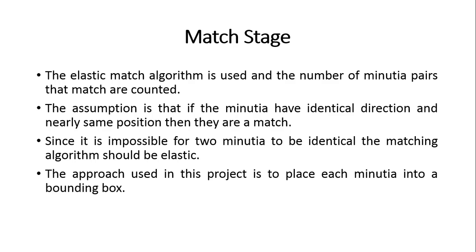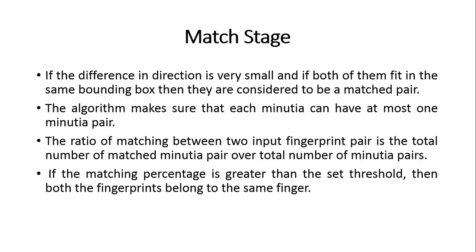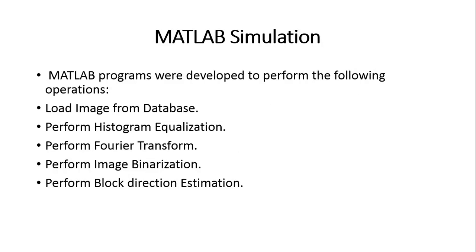In this approach, each of the minutiae is put into a bounding box. If the difference in direction is very small and if both of them fit in the same bounding box, then they are considered to be a matching pair. If the ratio of the matching pairs to the total number of minutiae pairs is greater than the threshold, then the fingerprints belong to the same finger.